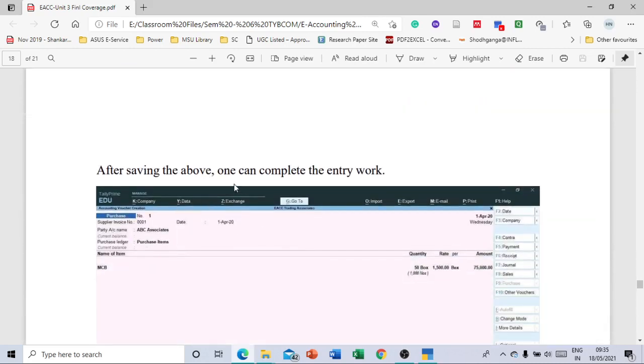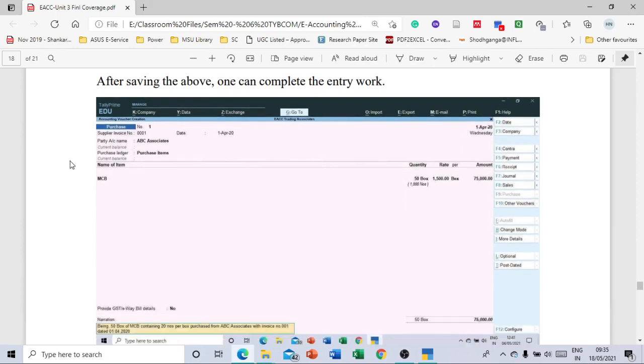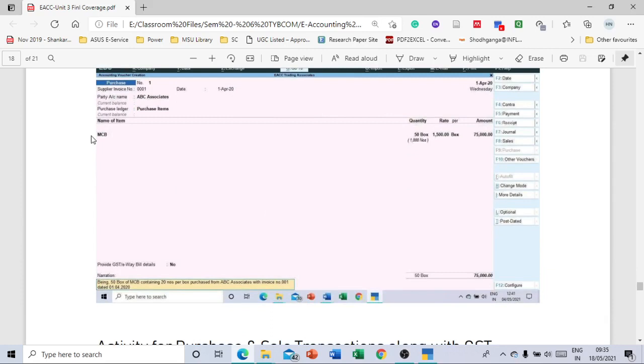In the next screen, you can see after the creation of the stock item, whereby I already used the functioning of alternate unit of measurement. After saving the above, one can complete the entry work. I have taken the name of the item, that is stock item MCB. In the quantity, 15 boxes have been entered. And in the next line, you can see the 1000 nums is automatically coming.